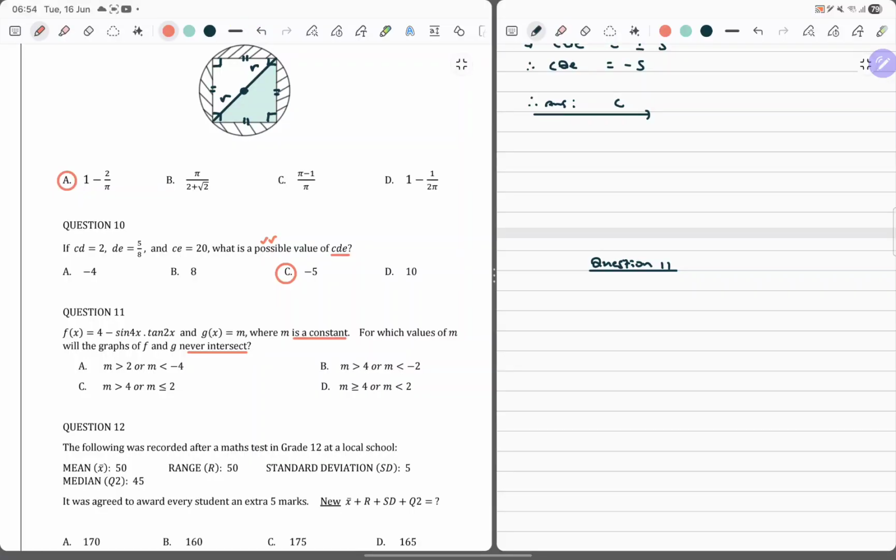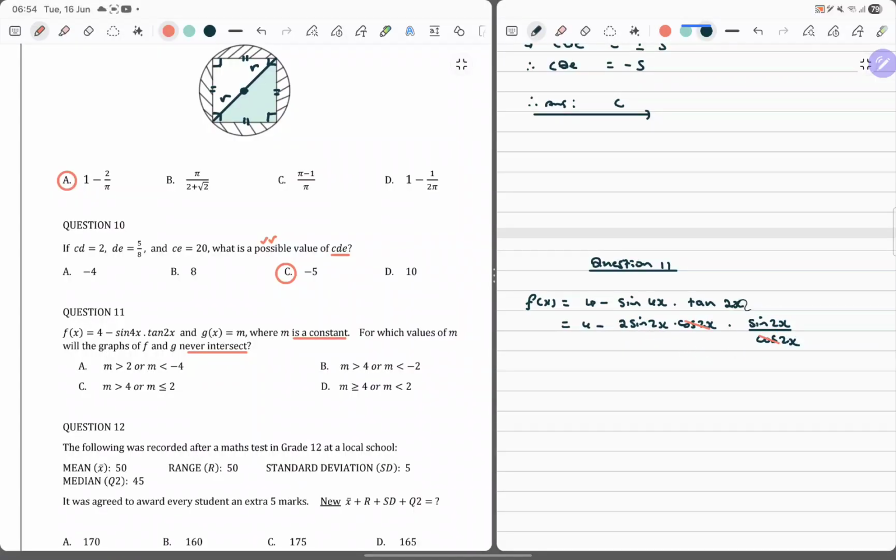But f of x is quite scary, so let's deal with f of x. This is equal to 4 minus sine 4x times the tangent of 2x. So this is 4 minus, as good as, 2 sine 2x times cos 2x times tan 2x, which is sine 2x over cos 2x. All right, so this guy and that guy go.